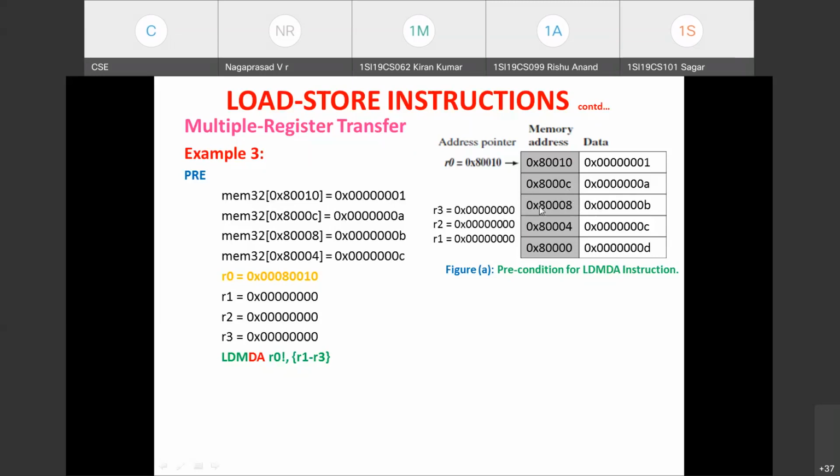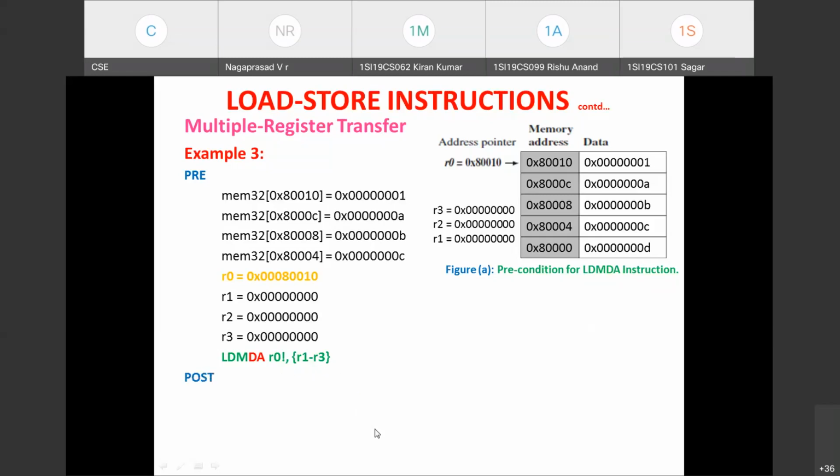The next address held in R0 will be 8008. Okay, from this address the data is fetched, that is B. That will be transferred to R1 register. Okay, this is from higher address to lower address. The data transfer is taking place, and from higher register to lower register the data will be stored. So first data fetched is stored in R3, then R2, then R1. So whatever the order of the registers you give in the register list in the instruction, the data transfer takes place from higher address, higher register to lower register.